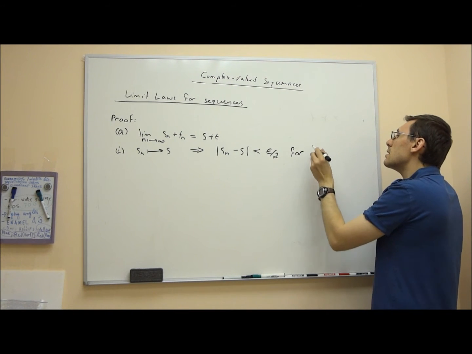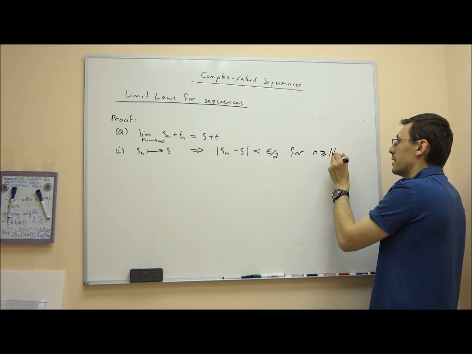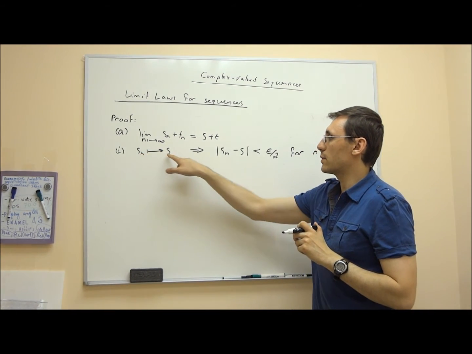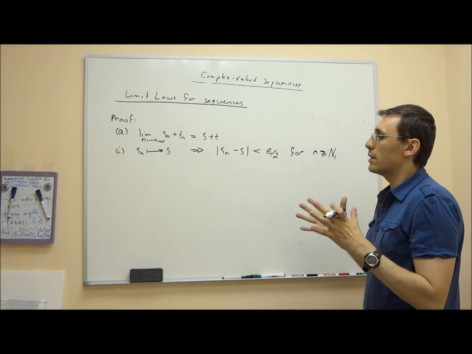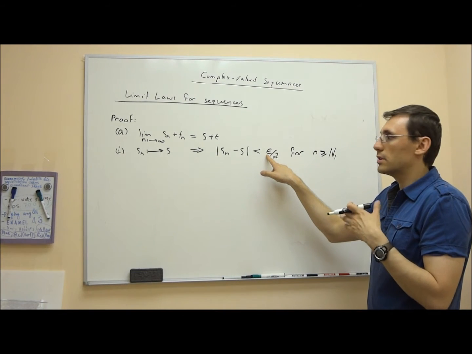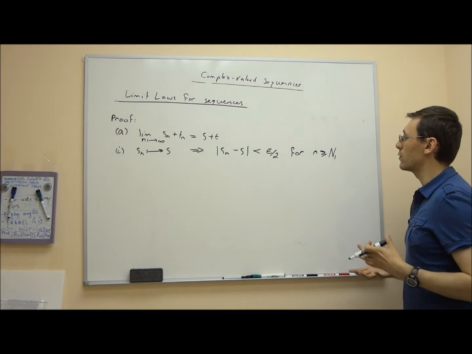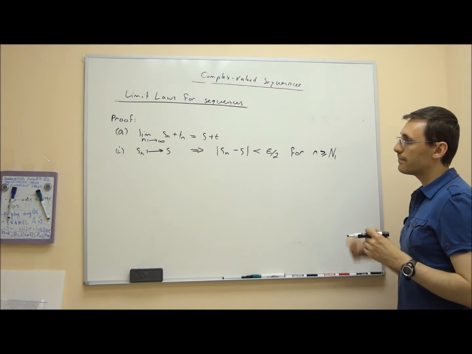for n bigger than or equal to some number N1. So in other words, if the terms of the sequence approach S, then eventually the distance between S and Sn is going to be very small, arbitrarily small. In particular, if I pick a number epsilon, it will be smaller than epsilon over 2, starting from some number N1 and onwards.